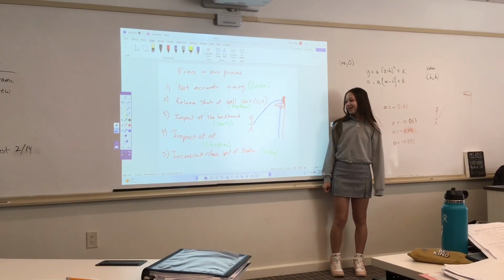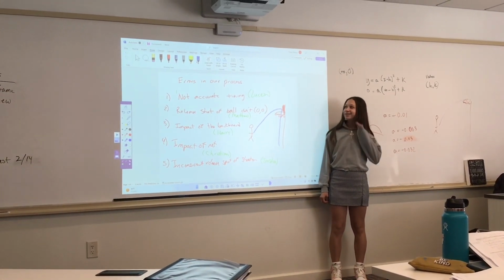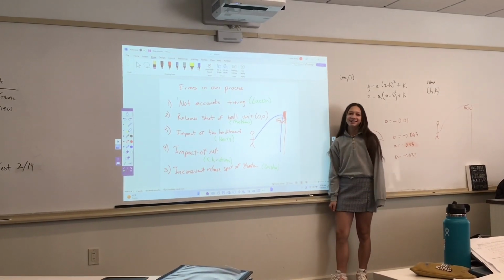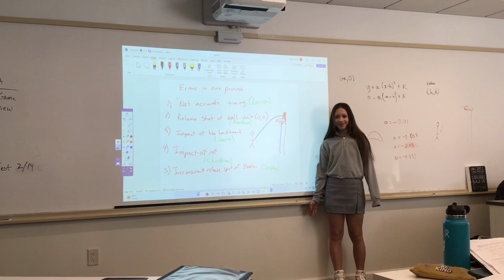The inconsistency of when we shoot the ball could potentially be an error in our process because some people shoot it from their chest and some people shoot it from their head, and we don't always keep it the same.